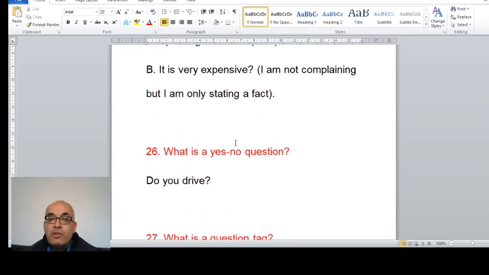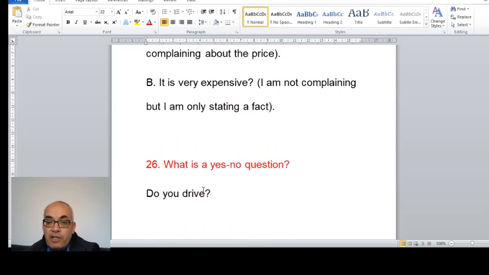What is a yes-no question? Do you drive? Do you drive is a question. Why? We have a question mark and we have do you. So we have verb and then subject. So this is a question. When you have a verb and the subject and a question mark. And what is the answer to this question? Do you drive? Yes, I do. No, I don't. So the answer to this question is yes, I do, or no, I don't. So this is a yes-no question. It means if you listen to it or if you read it, the only answer is yes, I do, or no, I don't.